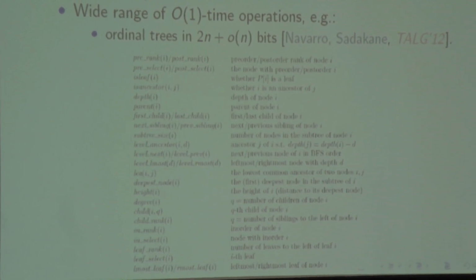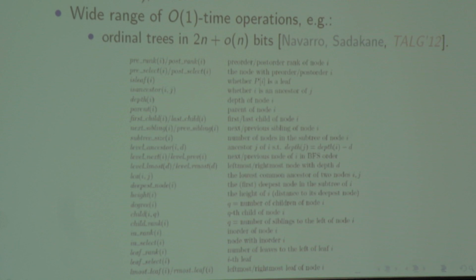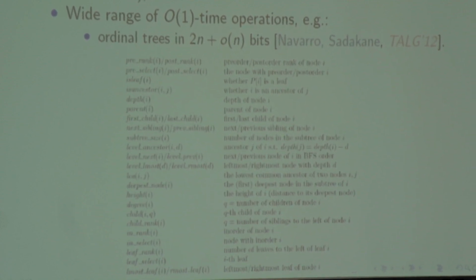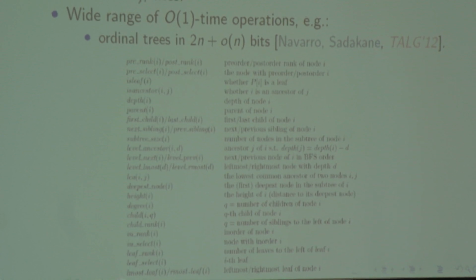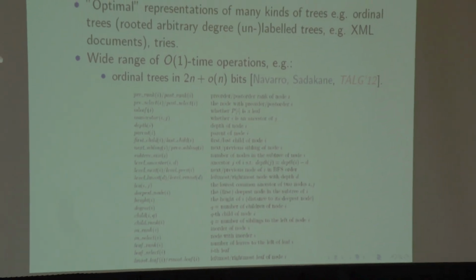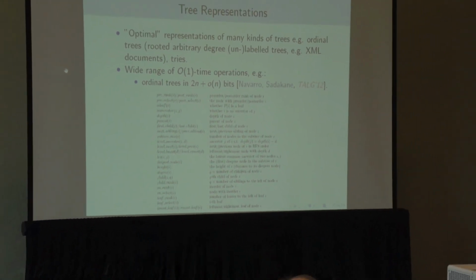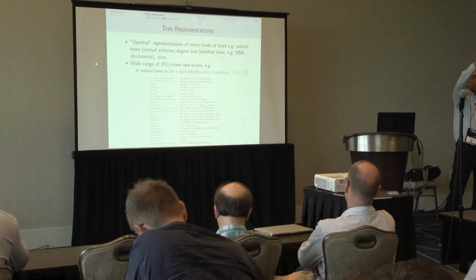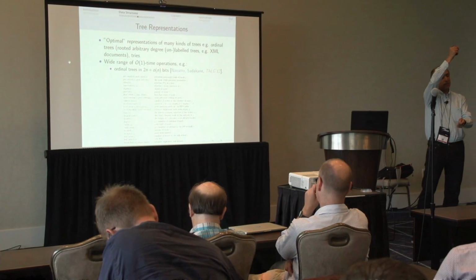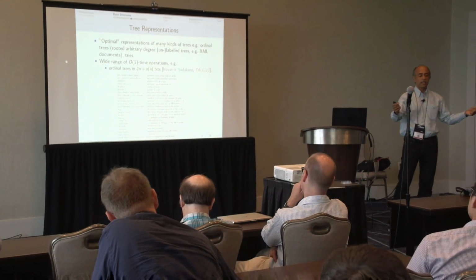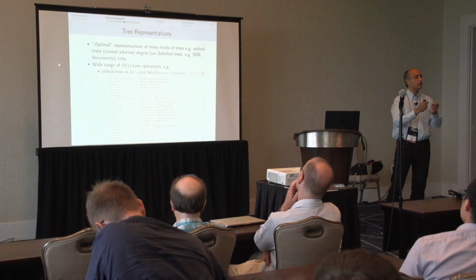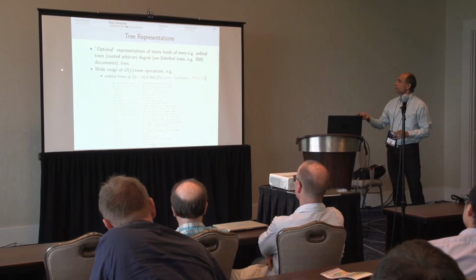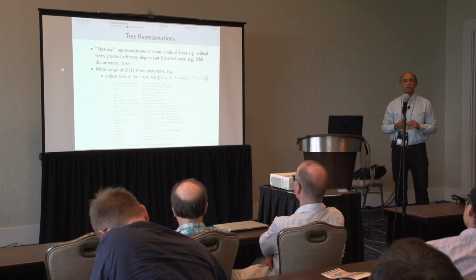You can go to the first child. I can randomly access the ith child, regardless of the degree of the node. I can find the level ancestor. So the tree may not be balanced. The tree may be really long. I come over here and I can find my level ancestor, meaning I can randomly access the path up. No problem. I take 2 nodes, not a balanced tree, find the lowest common ancestor. All of this in 2n plus little o of n bits.